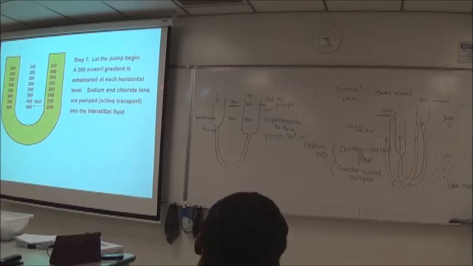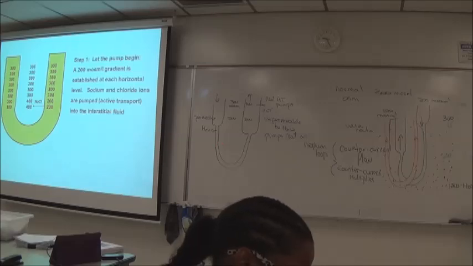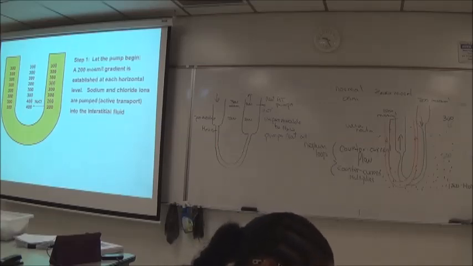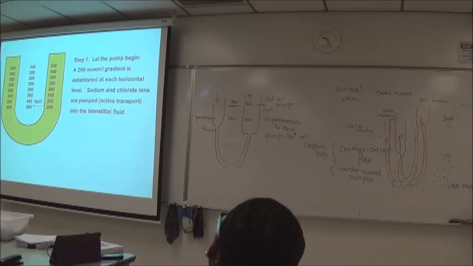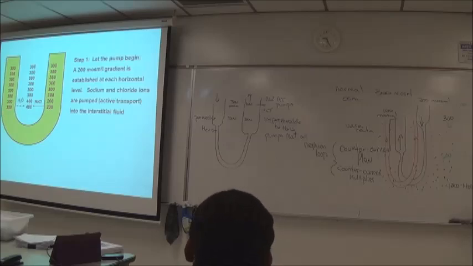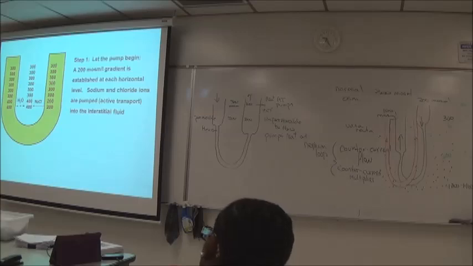Now remember, the descending limb is permeable to water. So this is a higher osmolality. There are aquaporins present here. There are water channels present here. And so it's going to pull the water out of the descending limb. And now that's not going to make it more concentrated, but it can make it as concentrated.